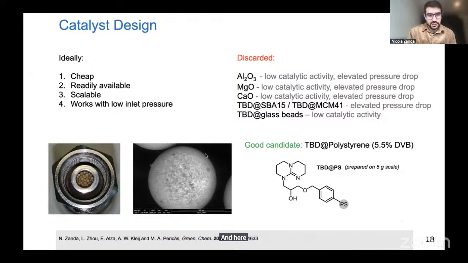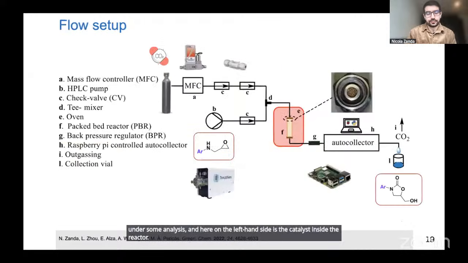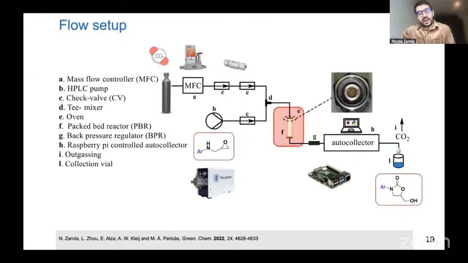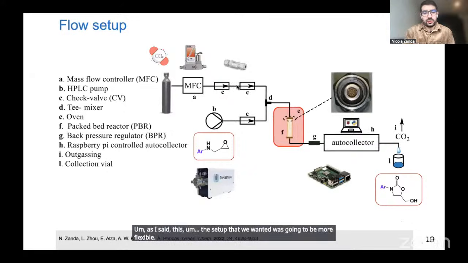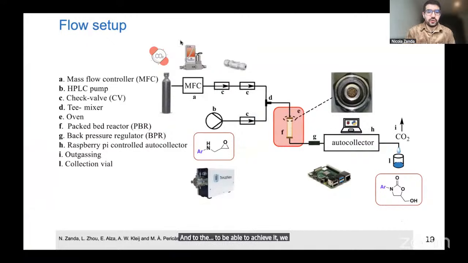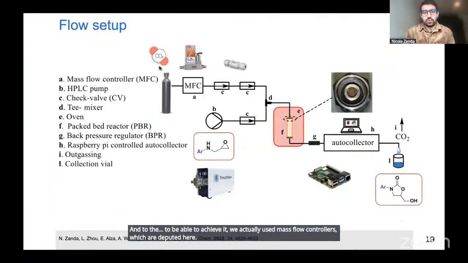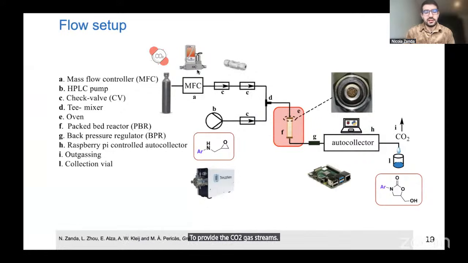And here on the right is a picture of how this catalyst looked under SEM analysis. And here on the left inside is the catalyst inside the reactor. As I said, the setup that we wanted was going to be more flexible. And to be able to achieve it, we actually used mass flow controllers, which are depicted here, to provide the CO2 gas streams. And these were controlled by the computer.